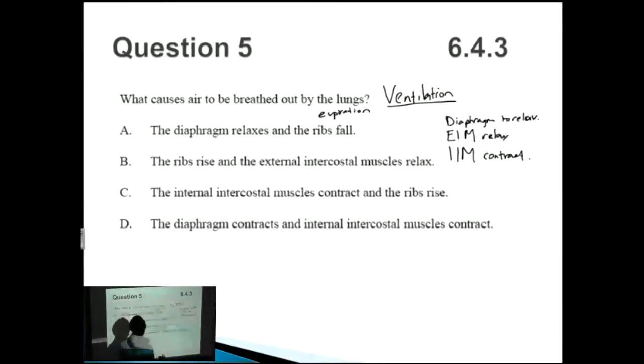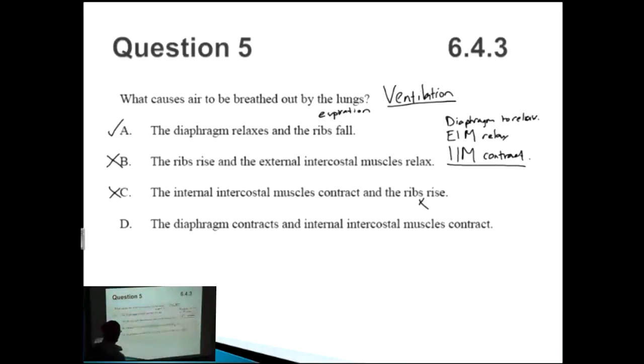Okay, so let's look at this. A, the diaphragm relaxes and the ribs fall. Yep, that sounds good. That corresponds to what we talked about, because the internal intercostal muscles contracting means that you're bringing everything down, you're making everything fall, you're making the ribs fall as well. Let's look at B. The ribs rise. No, straight away, that's incorrect. How about C? The internal intercostal muscles contract and the ribs rise. Well, the first part is correct, but the ribs rising is actually incorrect. So therefore, that's not right.